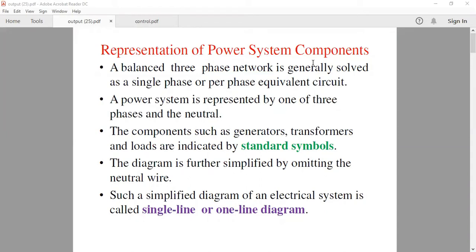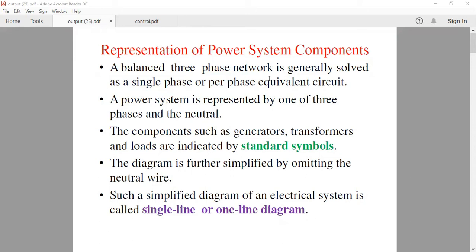In the last lecture we have discussed about active, reactive and apparent power. Now in this lecture we will discuss the representation of power system components, and at the end we will discuss the per unit representation technique. So let's start with the representation of power system components.